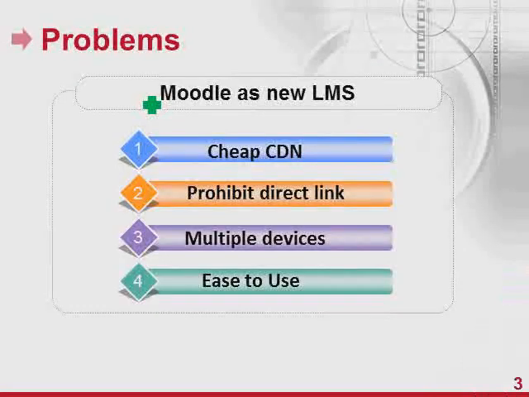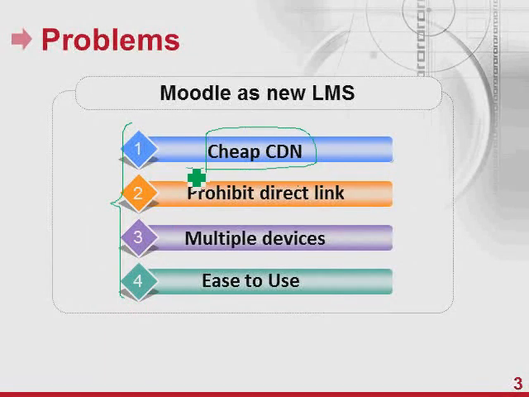Before we use Moodle as our new LMS, we decided that we had to solve these 4 problems as a first step. Number 1. We need a cheap CDN. As I told you, many videos on the Moodle server cause performance problems when many users are on. They use network bandwidth, CPU power, and other resources, because a video is much bigger than static text.